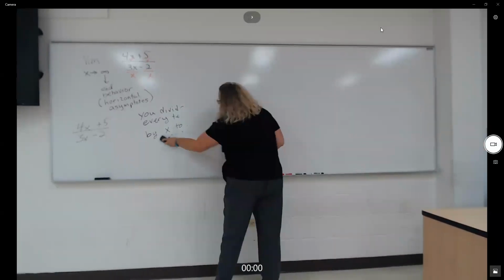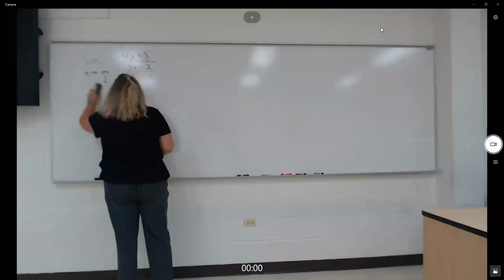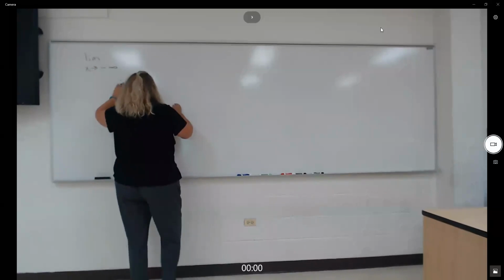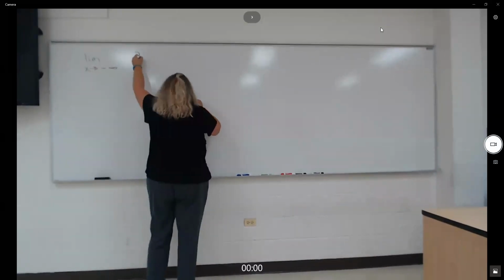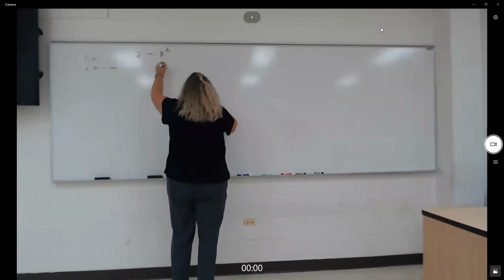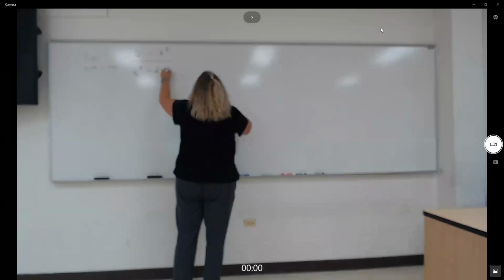Again, I think the hardest part is recognizing when to do it. Like right now, it's a piece of cake, right? Because that's what the problem is. But let's take a look. The limit as x approaches negative infinity of 2 minus x squared over x to the 3rd minus 2x plus 4.